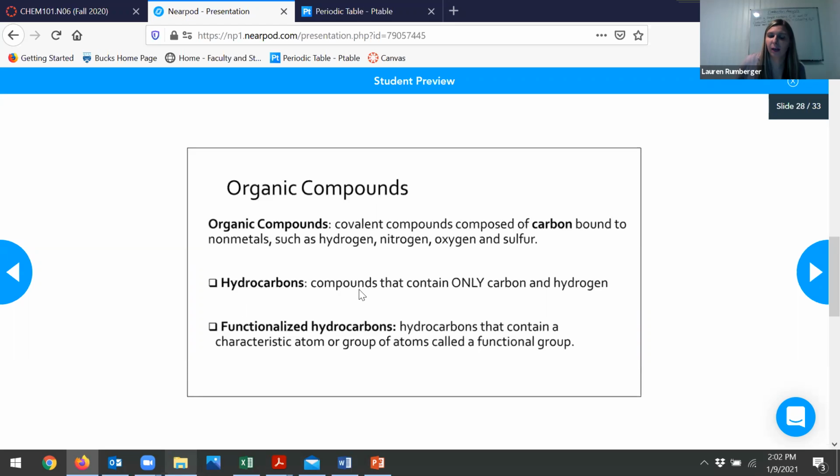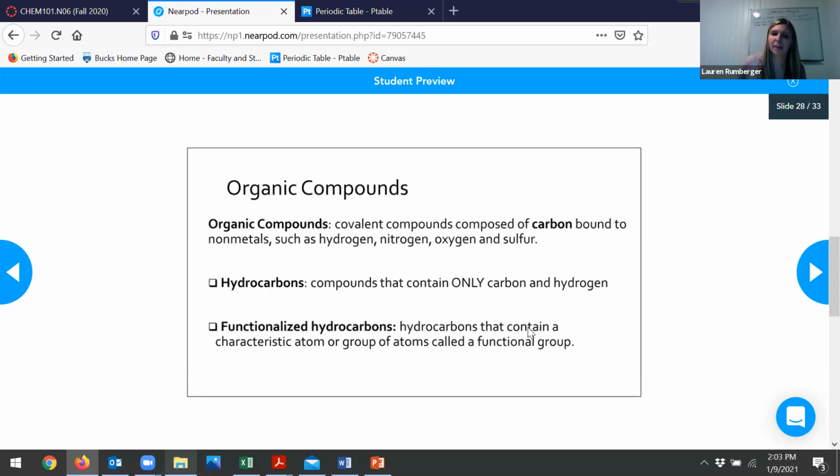If the compound only contains carbon-hydrogen bonds, it is called a hydrocarbon. But anytime there are hydrocarbons that contain other nonmetals, this is called a functionalized hydrocarbon, which you will learn a lot more about once you get to organic chemistry. So for now, we're just recognizing that a hydrocarbon is only carbon and hydrogen.